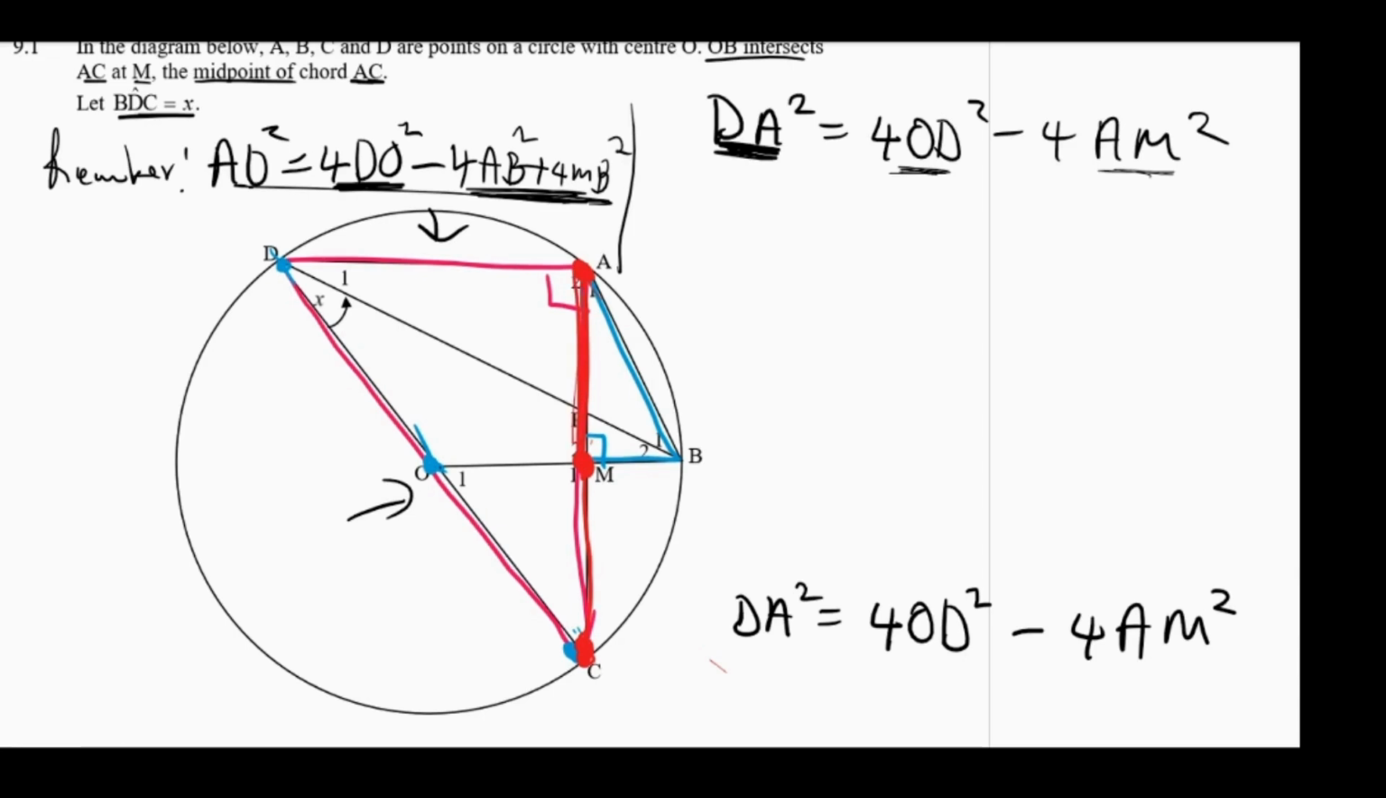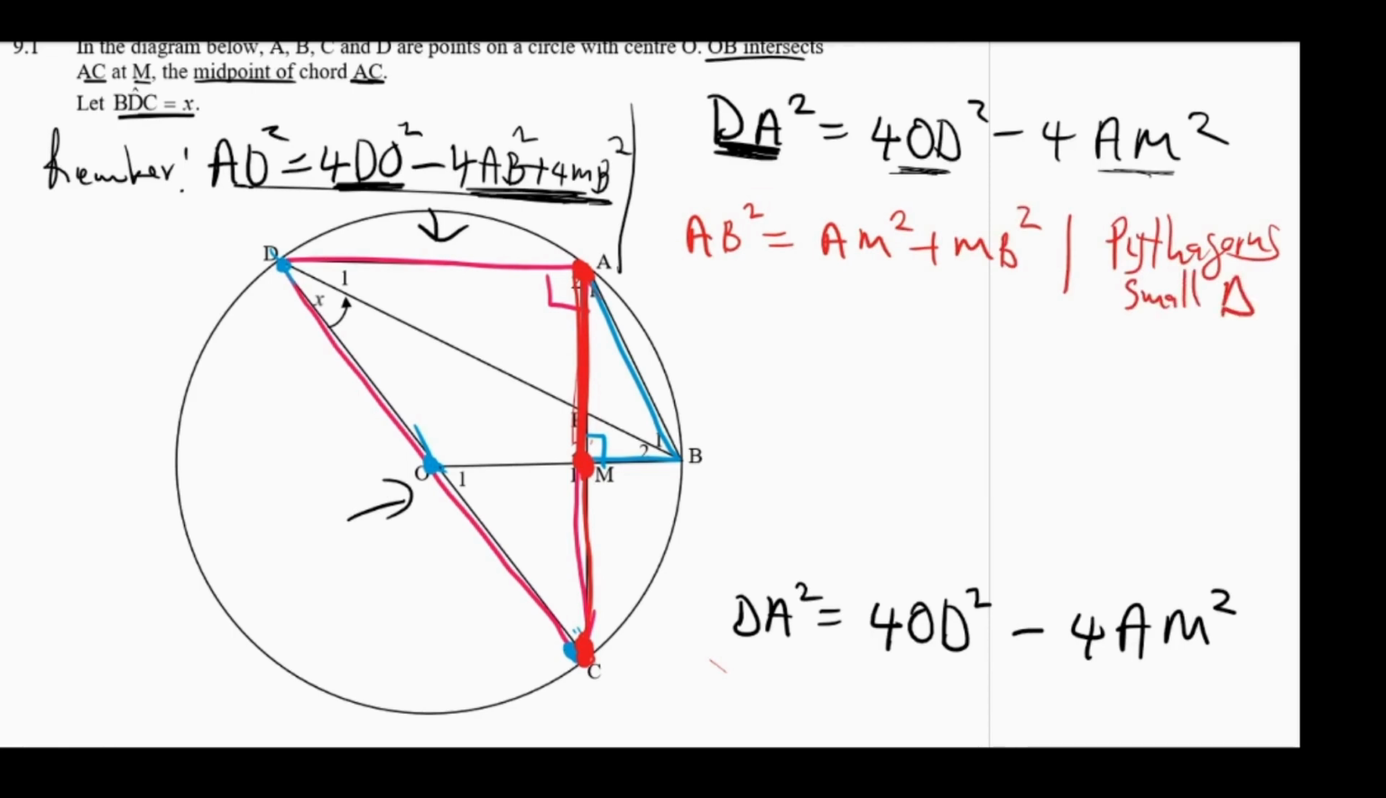So if we were to write it nicely, this is AM in the small triangle. If we were to write Pythagoras for the small triangle, we would say AB squared is equal to AM squared plus MB squared. So this is the Pythagoras for the small triangle, right? We want to substitute where there's AM because there's no AM in this equation. So we'll say AM squared, transposing this portion to the other side, is equal to AB squared minus MB squared.